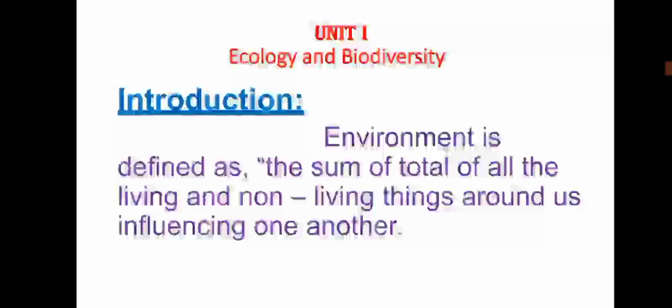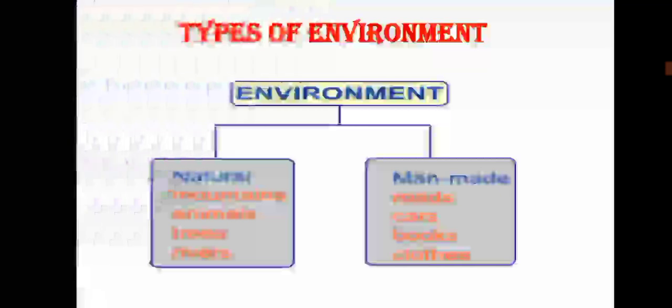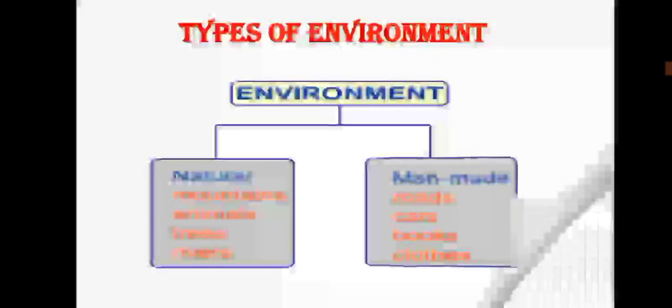Environment is nothing but the sum total of all the living and non-living things around us which are influencing one another. Environment is mainly classified into two types, one is the natural environment and the other is the man-made environment. God has created many valuable resources for the betterment of living things. That kind of resources which is created naturally is called the natural environment. Man-made environment is created by man. In order to fulfill his needs, man created many types of artificial environments like roads, bridges, institutions, etc.